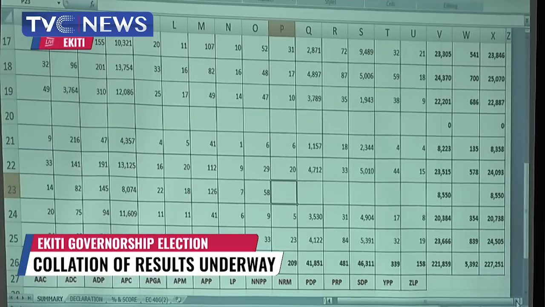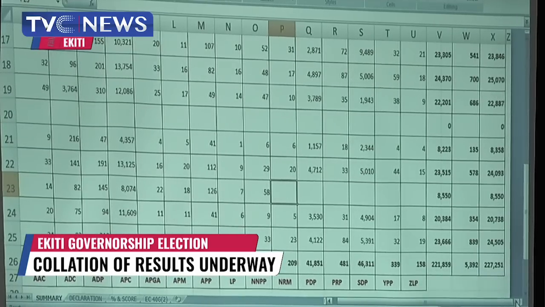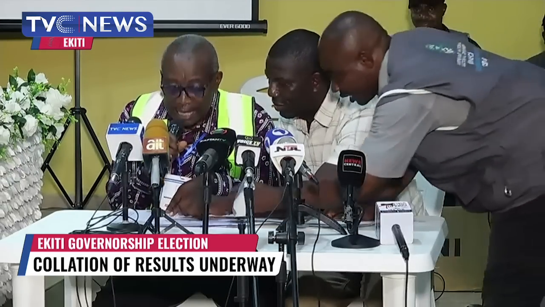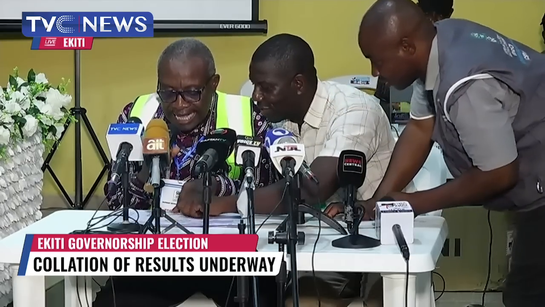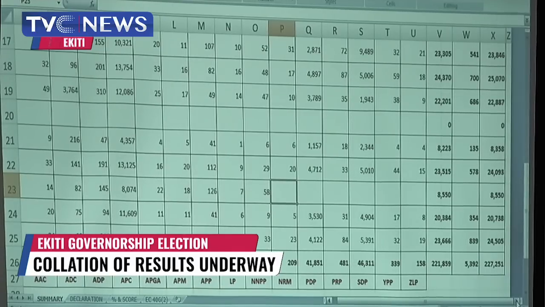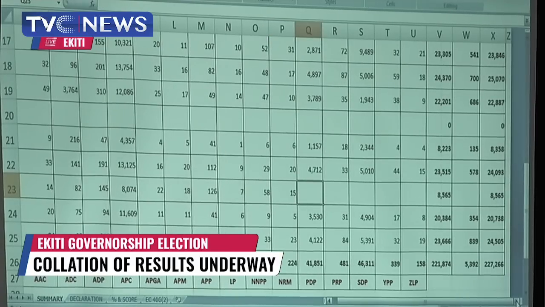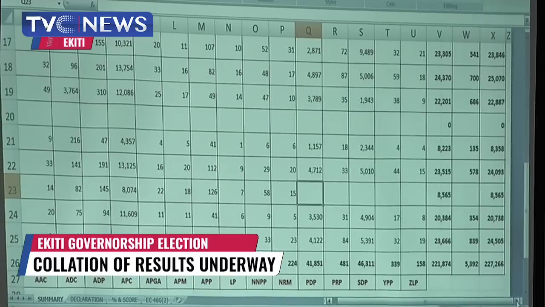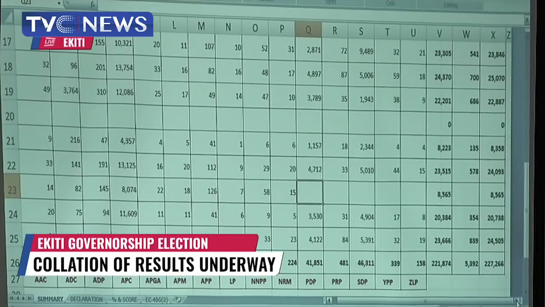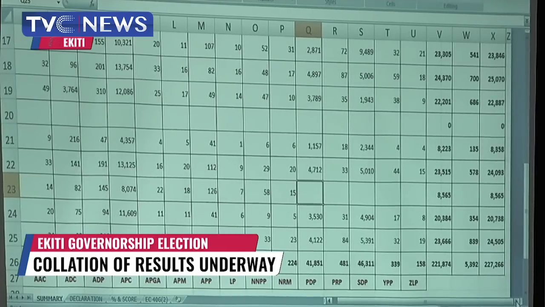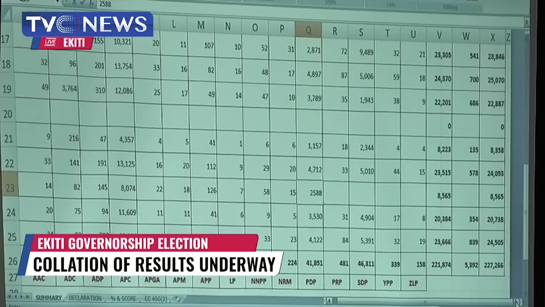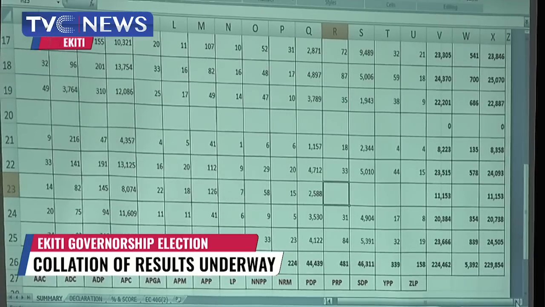No, I've said NNPP before. I've said NRM. It is now PDP. I've said NRM before: 15. Party PDP. What of NNPP? I said that earlier on, sir: 58. Okay, NRM 15. Sorry, sir. PDP: 2588. Party PRP: 60.